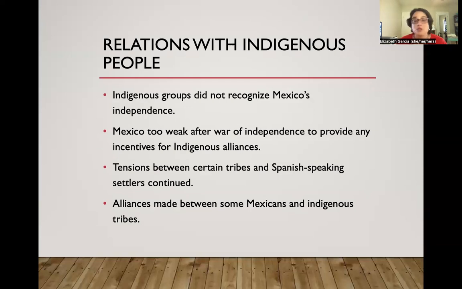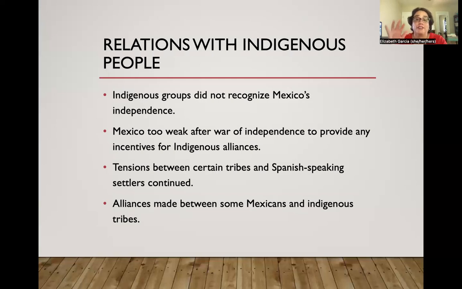Tensions therefore continue between certain indigenous tribes, such as the Navajo and the Spanish-speaking settlers in New Mexico. Raids by indigenous groups continued as a result, whereas in Arizona, for example, the Mexican governor there promoted hunting Apaches for their scalps. Going against Mexico's war against the indigenous population at the local level in some areas like New Mexico, local Spanish-speaking populations made alliances with local indigenous groups like the Comanches.